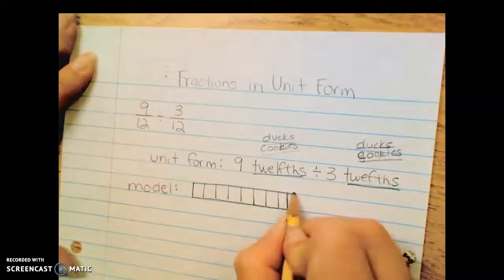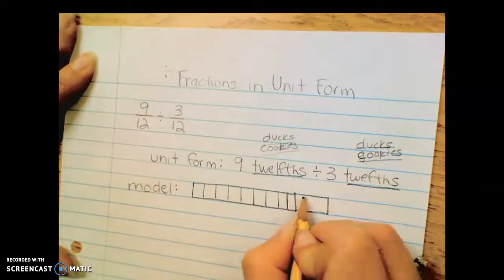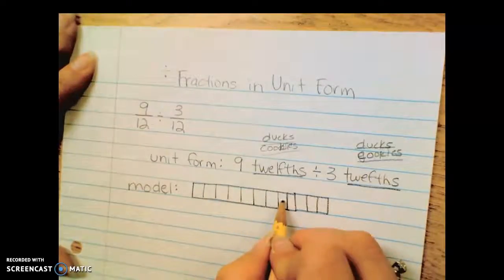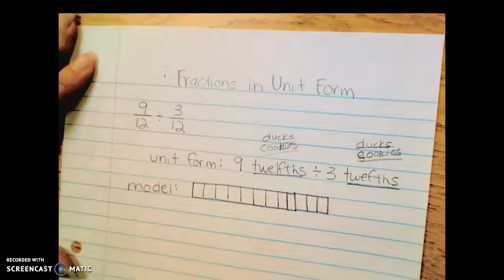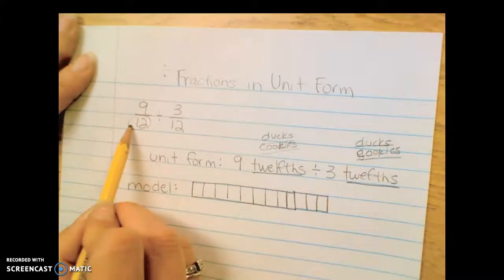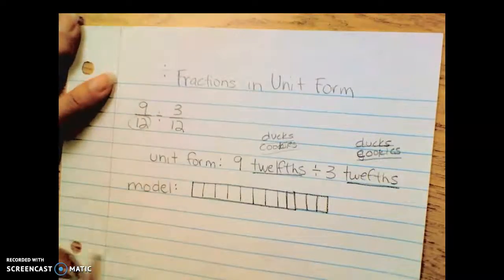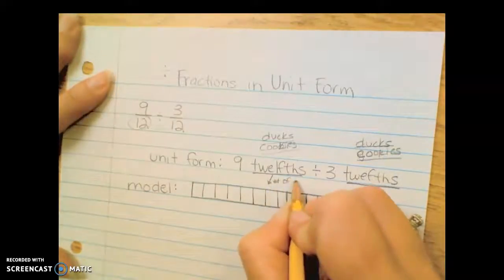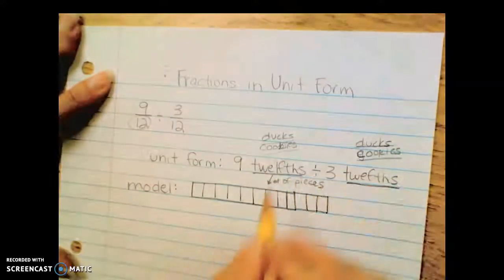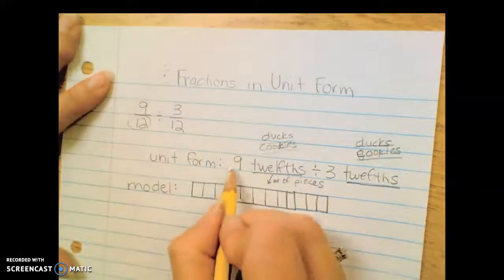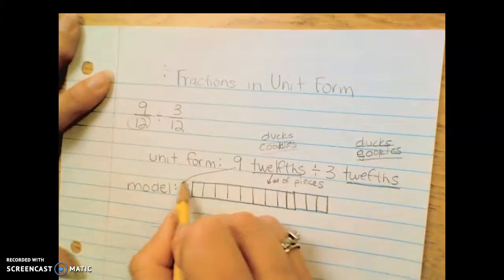Darn it. 12ths is a lot. 1, 2, 3, 4, 5, 6, 7, 8, 9, 10, 11, 12. Okay, so then let's make a note that the 12ths are our number of pieces. So our unit is what the number of pieces needs to be in our model. And then the 9 is the amount we shade.